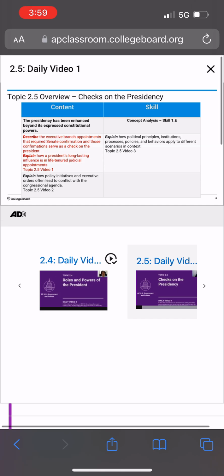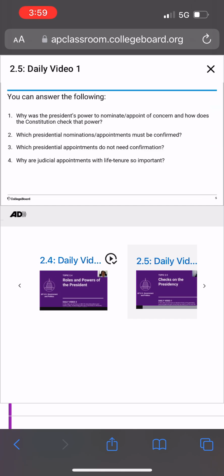All right, we've got our task verbs here: describe and explain. And we've got 4 questions here. Why was the president's power of concern before the Constitution was ratified? Which appointments and nominations need to be confirmed, which do not? And why are those judicial appointments with life tenure so important?